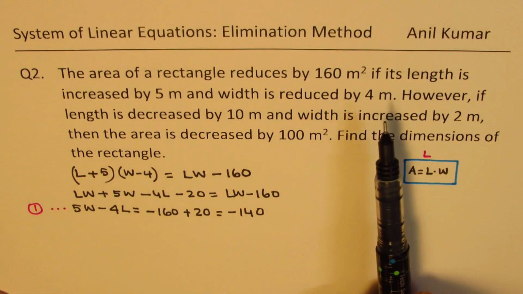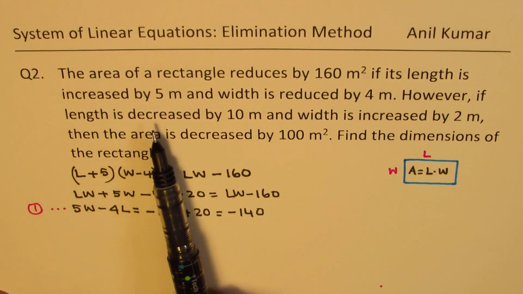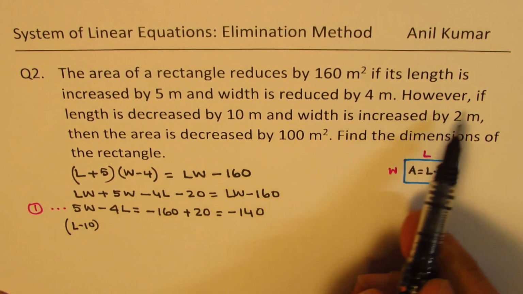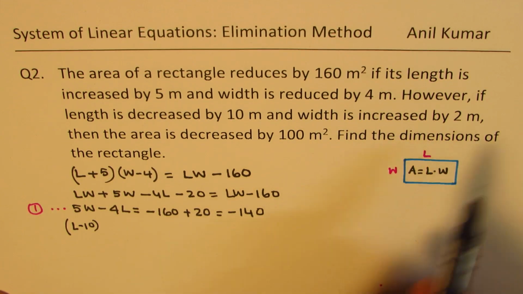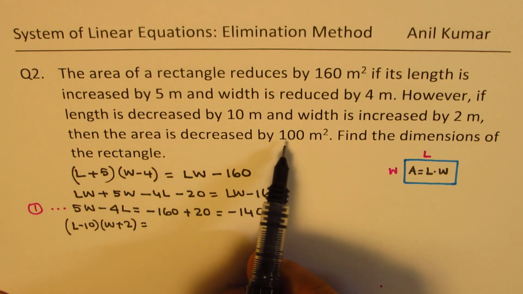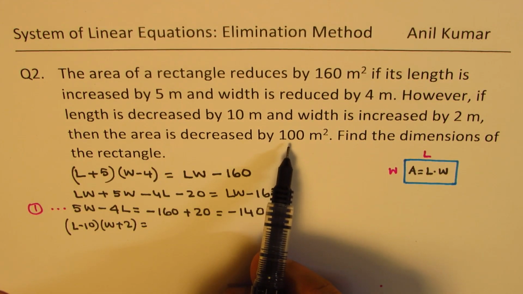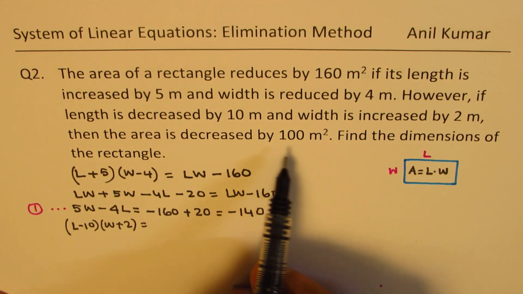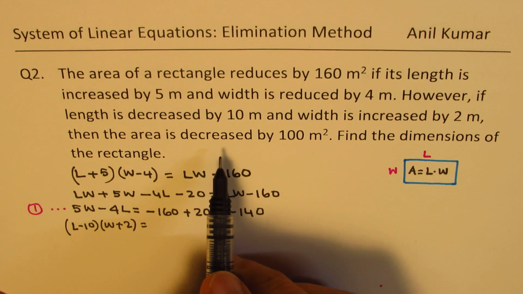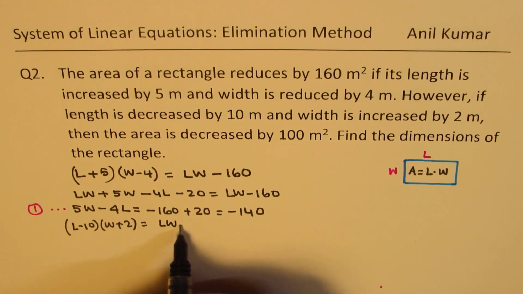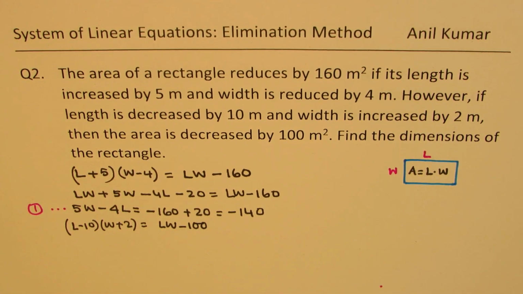The second condition is, however, if the length is decreased by 10, that means length minus 10, and width is increased by 2, width plus 2, the area decreases by 100 meters square. So the area becomes length times width minus 100, right? So that's what you get.